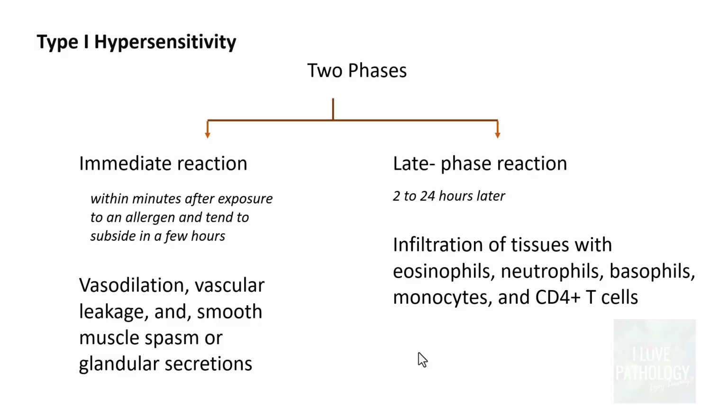Whereas late reaction is infiltration of the tissues by the leukocytes. What are they? They can be eosinophils predominant. The most common cells are eosinophils. They can be eosinophils, neutrophils, basophils, monocytes, and CD4 positive T cells, leading on to tissue destruction or mucosal damage in the long run. Okay, so that is a late phase reaction.